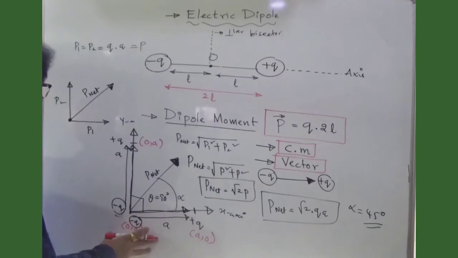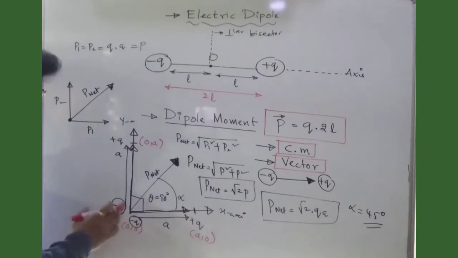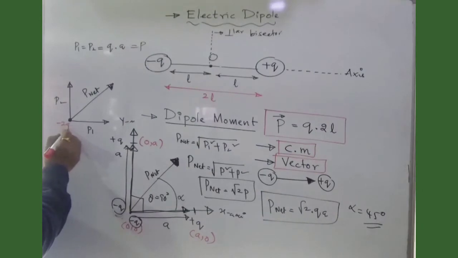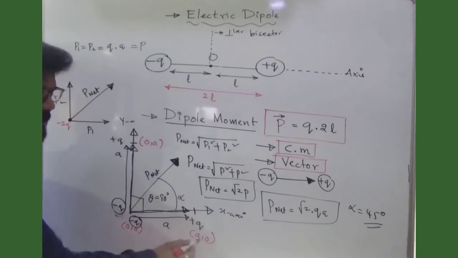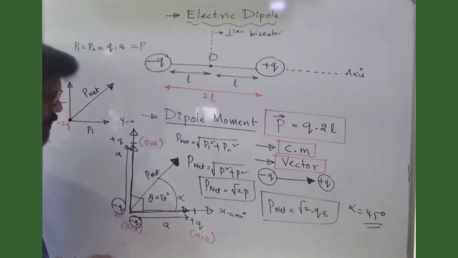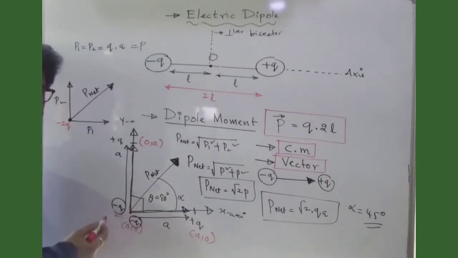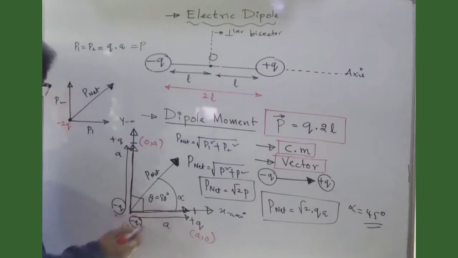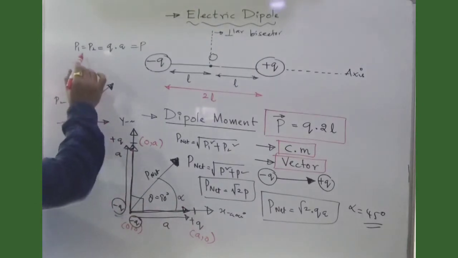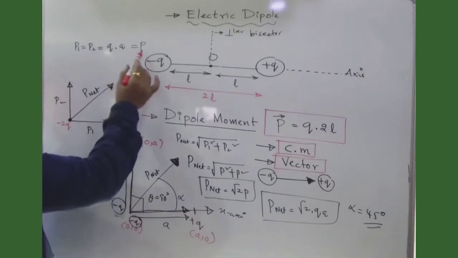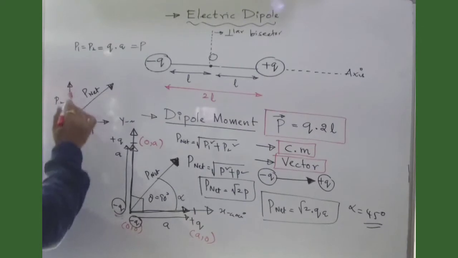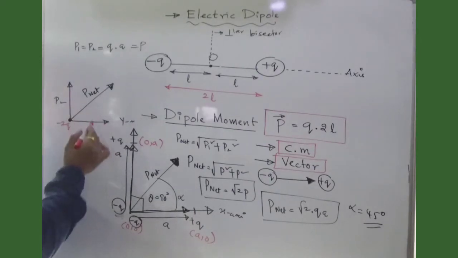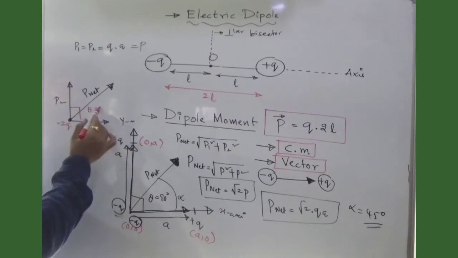Then I took one example. In that example, minus 2q is situated at the origin (0, 0), one charge is placed on the x-axis at (a, 0), and one is placed on the y-axis at (0, a). After splitting the charge into minus q and minus q, two dipole moments will be formed, P1 and P2. P1 is equal to P2 is equal to q into a, which equals P. Then, as these two start from the same point, we can apply the parallelogram law of vector addition. Here theta is equal to 90 degrees.